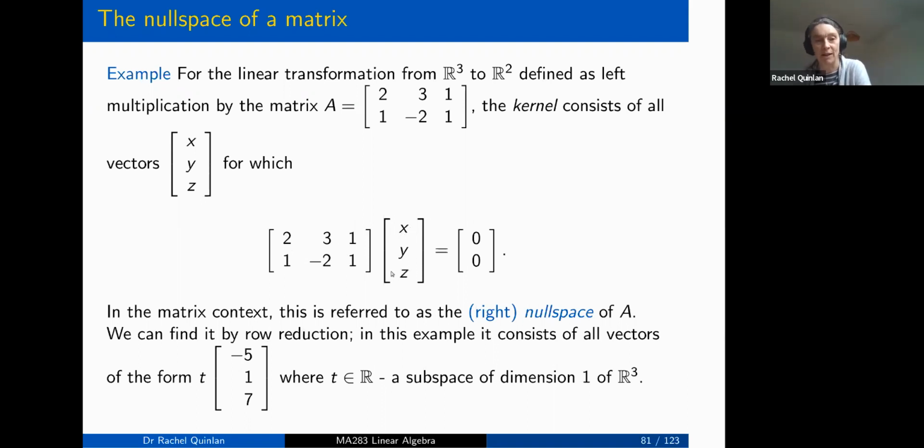And sure enough, if z is a free variable, what we find in the solution is that the value of x should be -5/7 times the value of z, and the value of y should be 1/7 times the value of z. So the solutions are all scalar multiples of that vector (-5, 1, 7), which form a one-dimensional subspace of R3. It's a subspace of dimension 1. Okay, that's the null space.